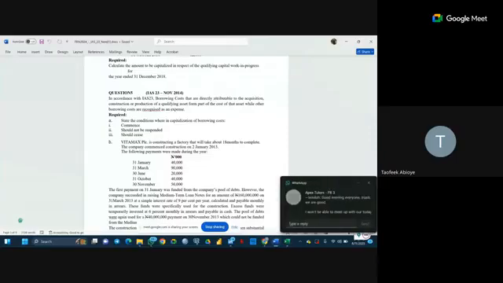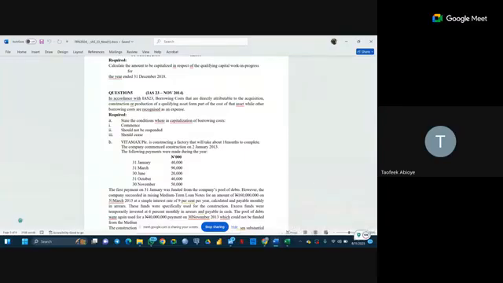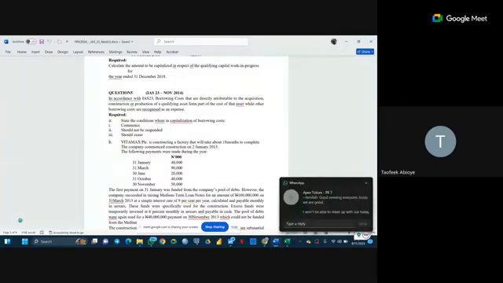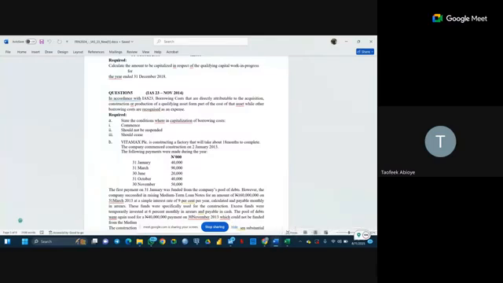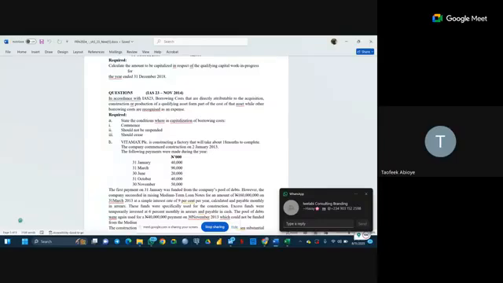So let's go through the question together. In accordance with IAS 23 borrowing costs, borrowing costs that are directly attributable to the acquisition, construction, or production of the qualifying asset form part of the cost of that asset, while other borrowing costs are recognized as an expense. Require state the condition wherein capitalization of borrowing costs should commence, should be suspended, and should cease. We have all these in our notes.